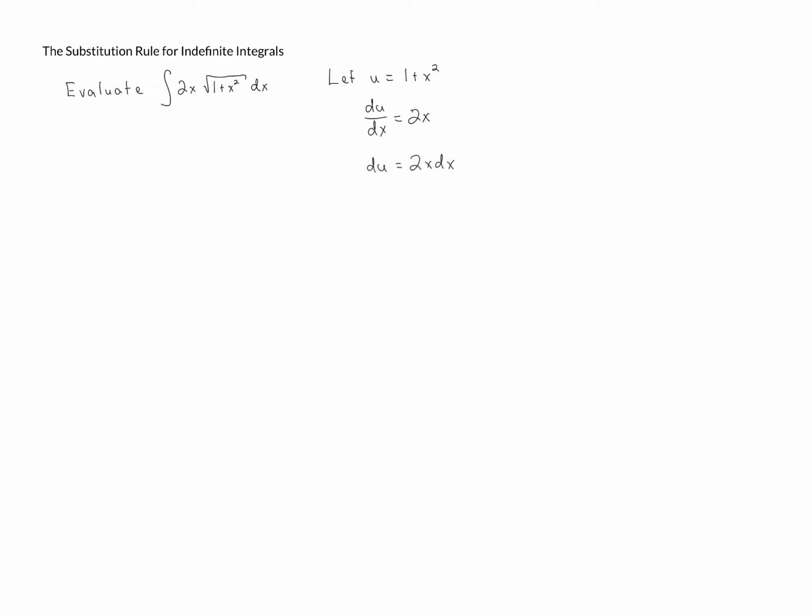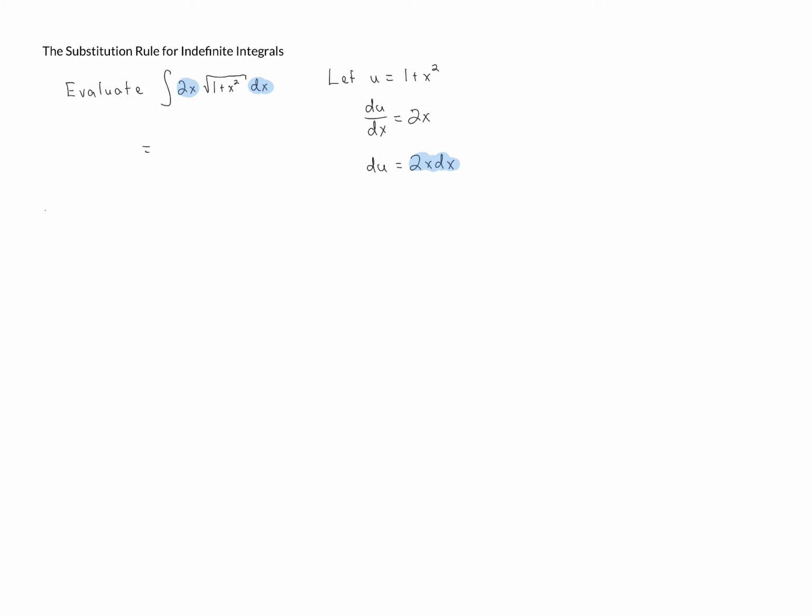And we call this a differential, and this gives us a relationship between du, which is a small change in u, and then dx, which is a small change in x. And this is going to allow us to switch everything over from x to u. And you'll even notice something really useful in the integrand. We have a 2x dx here, which is exactly what du is equal to. So what we can do is we can replace that with du.